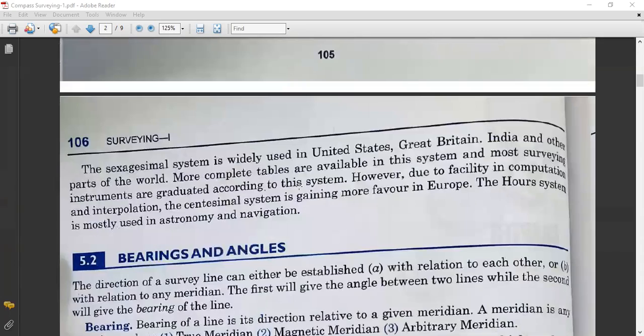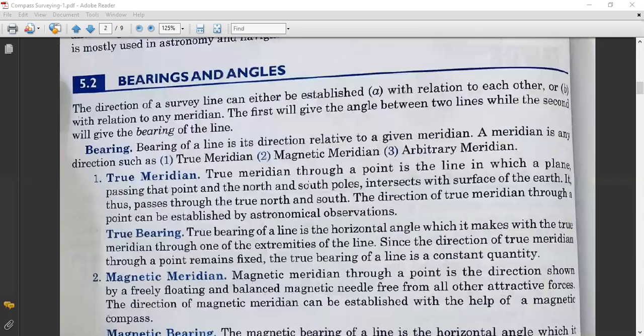Next, bearings and angles. What are the bearings, what are the angles, and how do we measure them using the compass? You can see on your screen now, the direction of a survey line can be established either with relation to each other or with relation to any meridian.